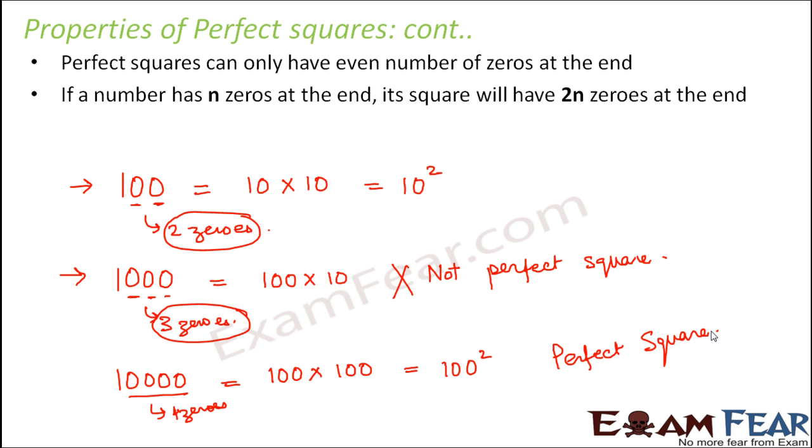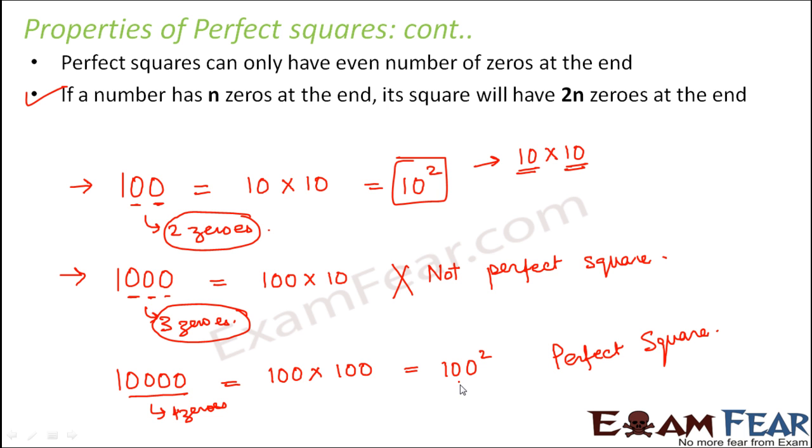If a number has n zeros at the end, its square will have 2n zeros at the end. Now this is quite logical. When I say 10 square, what do I mean? I mean 10 multiplied by 10. So the moment you multiply 10 with 10, what happens? The number of zeros double. Why double? Because you are multiplying 10 two times, like 2 tens are getting multiplied. So the number of zeros also gets doubled.